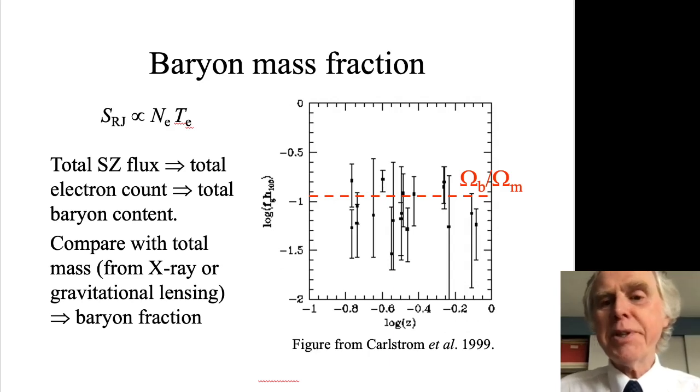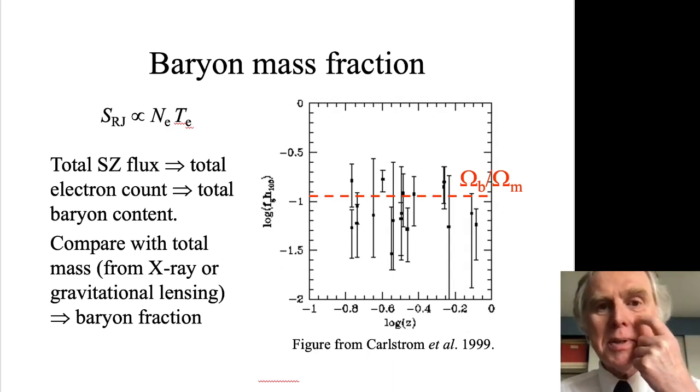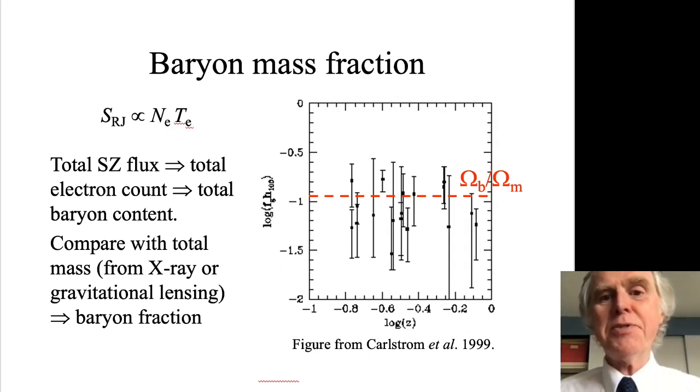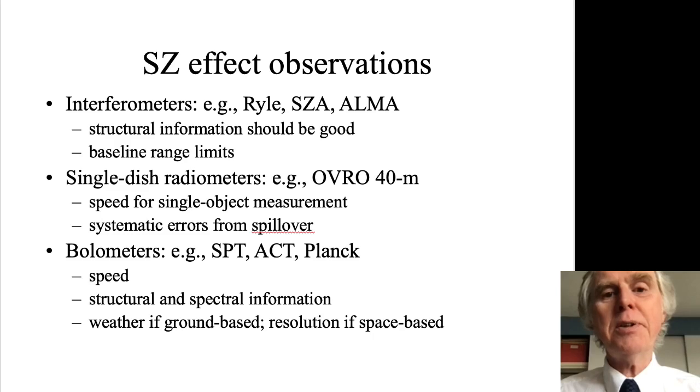I talked about measuring the baryonic mass fraction for 0016 plus 16. Here it is for a number of clusters, and you get a baryonic mass fraction from all those clusters, which scatters around the cosmic value. So it all looks perfectly sensible. At that point, I will stop, and I'll finish up next time by taking you through a look at how SZ effect observations are made.